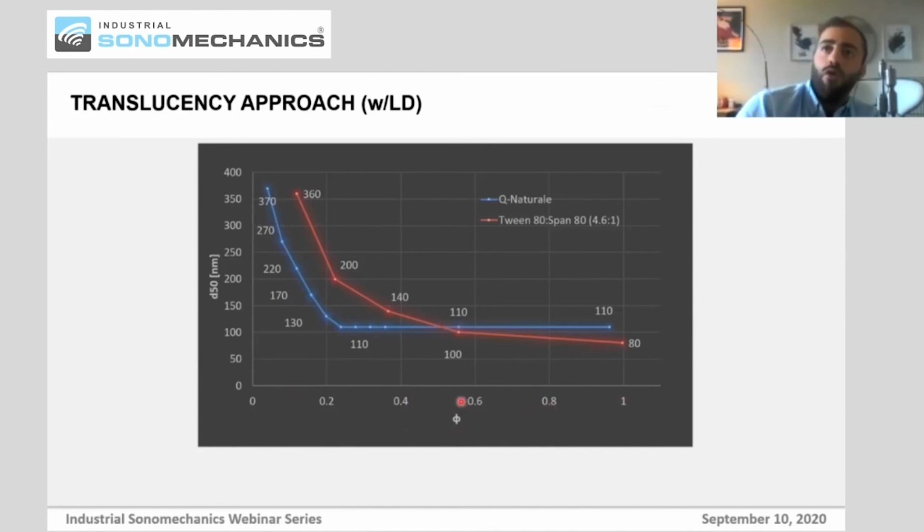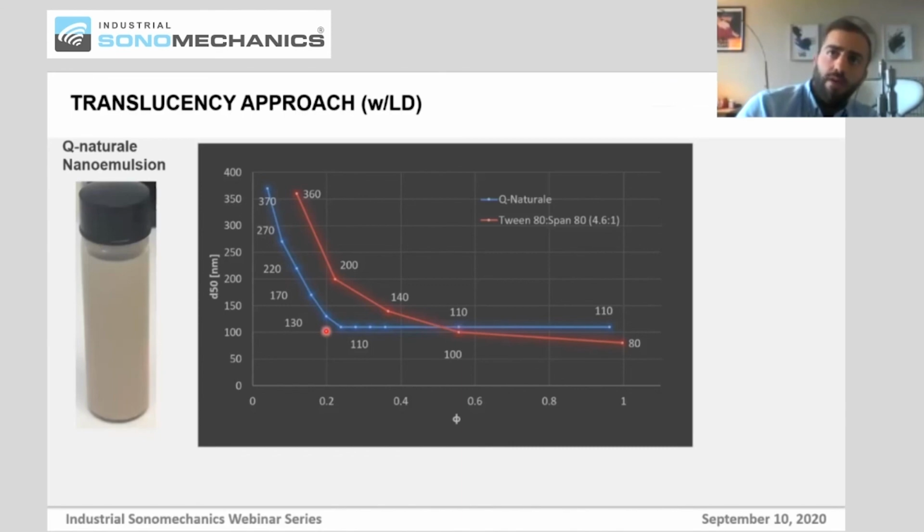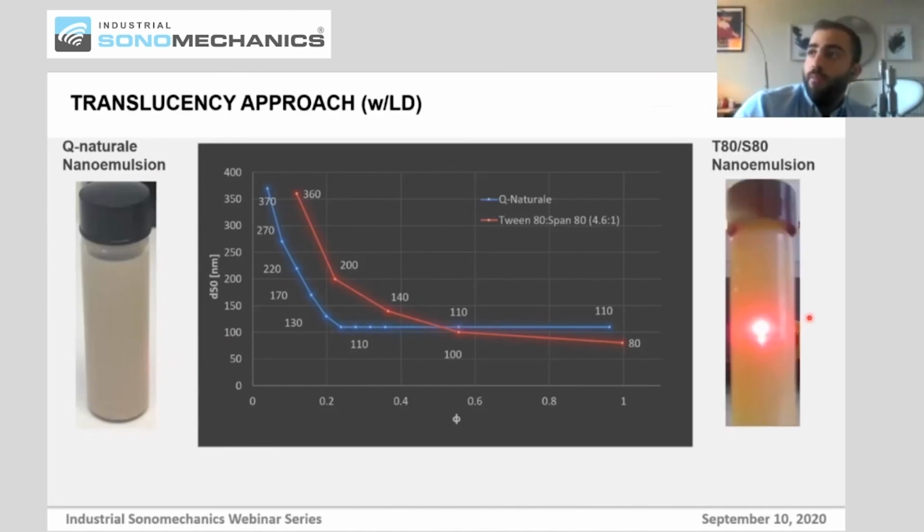And for the Q Natural nano-emulsion, which you see in the blue line, we reach about 110 nanometers or so, and then the effect plateaus, and we actually don't reach translucency. So in this picture here, you can't see it, but there's a laser light being shined from behind the sample, and you can see it faintly over here, but it's definitely not coming through the sample. Now, for the Tween 80 and Span 80 nano-emulsion, as we maintain the same HLB, yet just increase the total surfactant amount, we actually are able to achieve translucency, where you're able to see the light pass through the sample rather strongly.